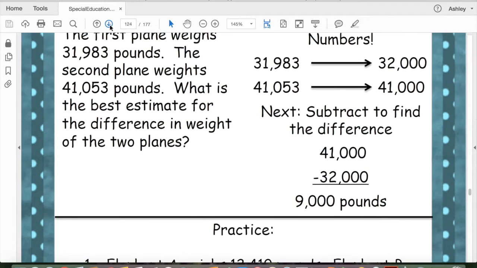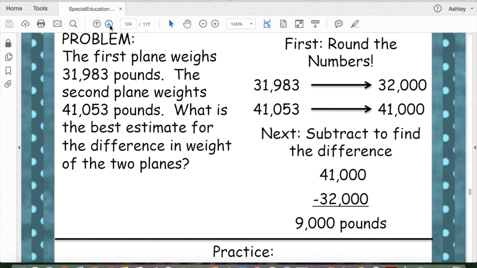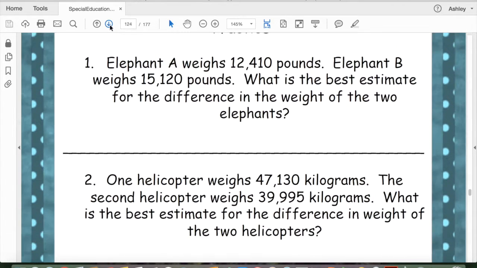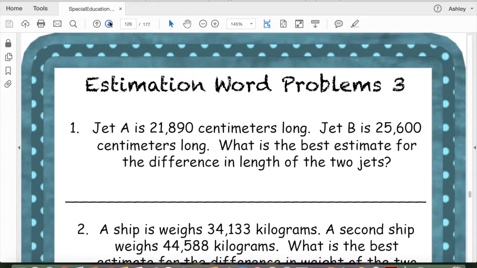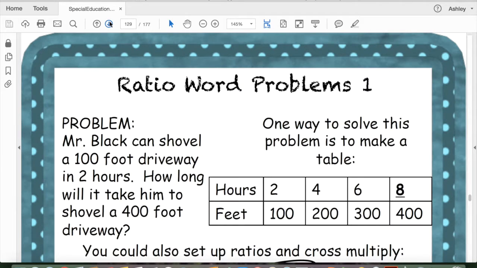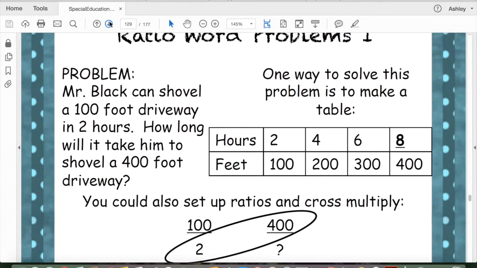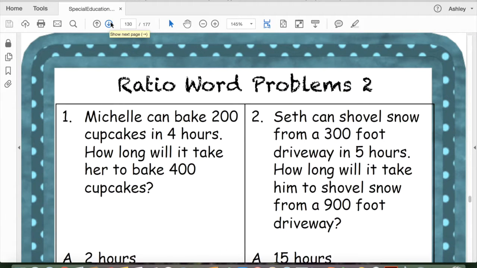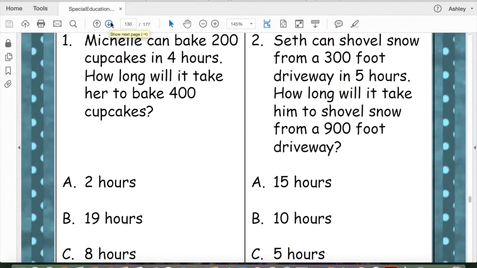Estimation word problems. It goes through the steps, like what to do first. First round the numbers, next subtract the difference, get your answer. Lots of practice there. Got ratio word problems. It gives you a couple different ways to solve it. And these are multiple choice.